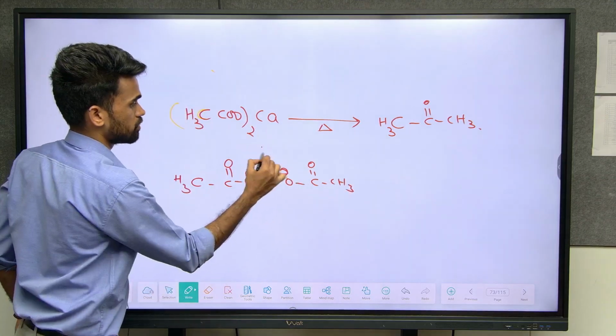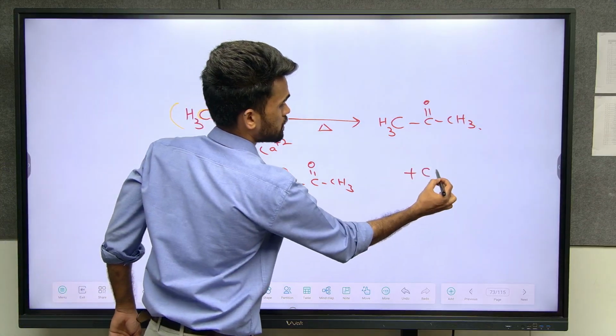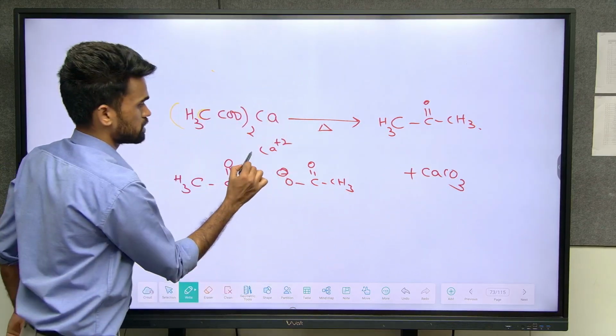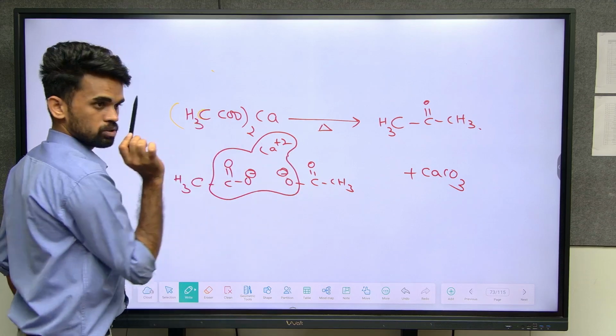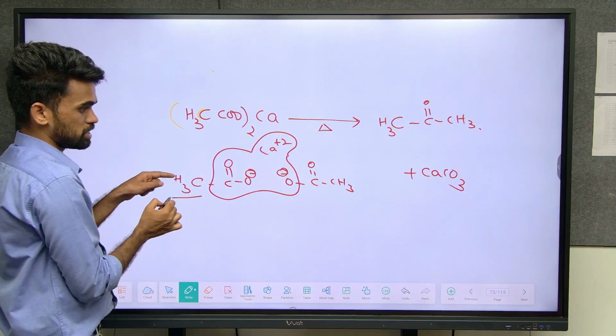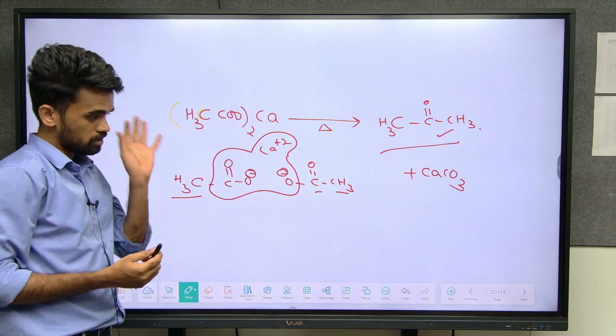This is the thing with calcium plus 2. So what I told you, the byproduct will be here, CaCO3. So remove CaCO3. What is the remaining part? CH3, CO, CH3. Acetone is your product. That's it.